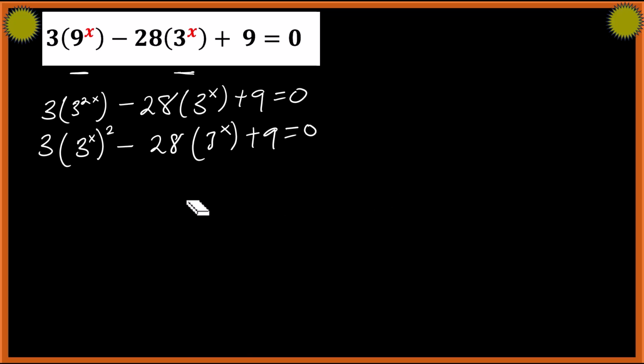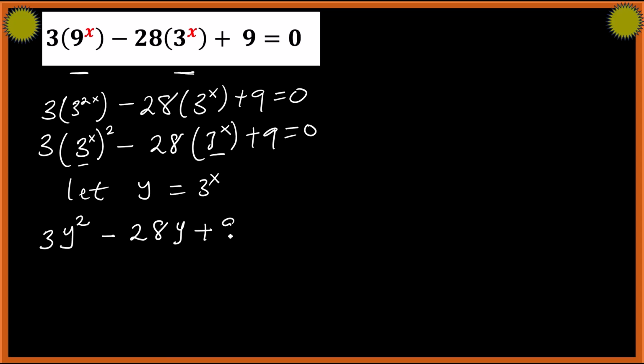We have 3 raised to x in common, so we can take it out by representing it by a variable. So let y be that. Okay, let's substitute y here. So we have 3y, remember the power here, squared, minus 28. So I'll multiply this side by y plus 9 equals 0.